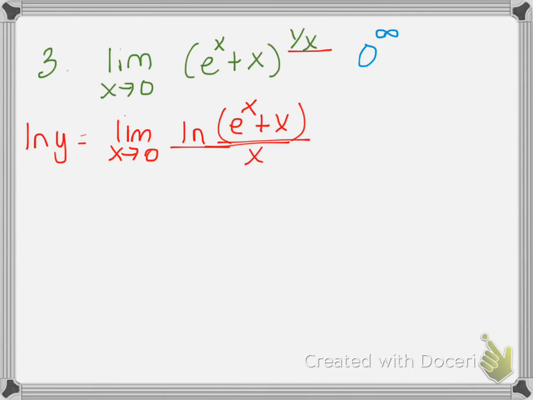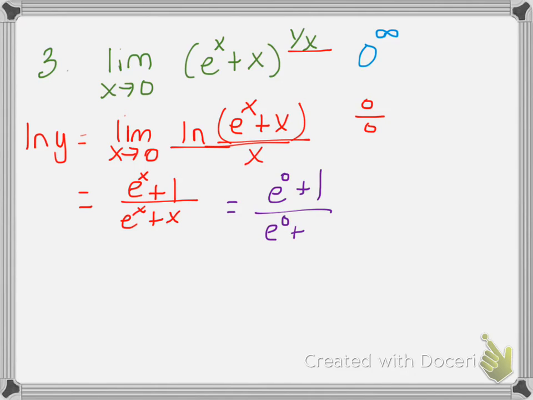Alright, if I plug in 0, I'm going to get 0 over 0. So let's do L'Hopital's rule. The derivative of ln of something is 1 over the something times the derivative of the something. So there's an e to the x plus 1 on the top, and then over 1, because the derivative of x is 1. Plug in 0: e to the 0 plus 1 over e to the 0 plus 0. So that's 1 plus 1, which is 2 over 1. You get 2. So natural log of y is 2.